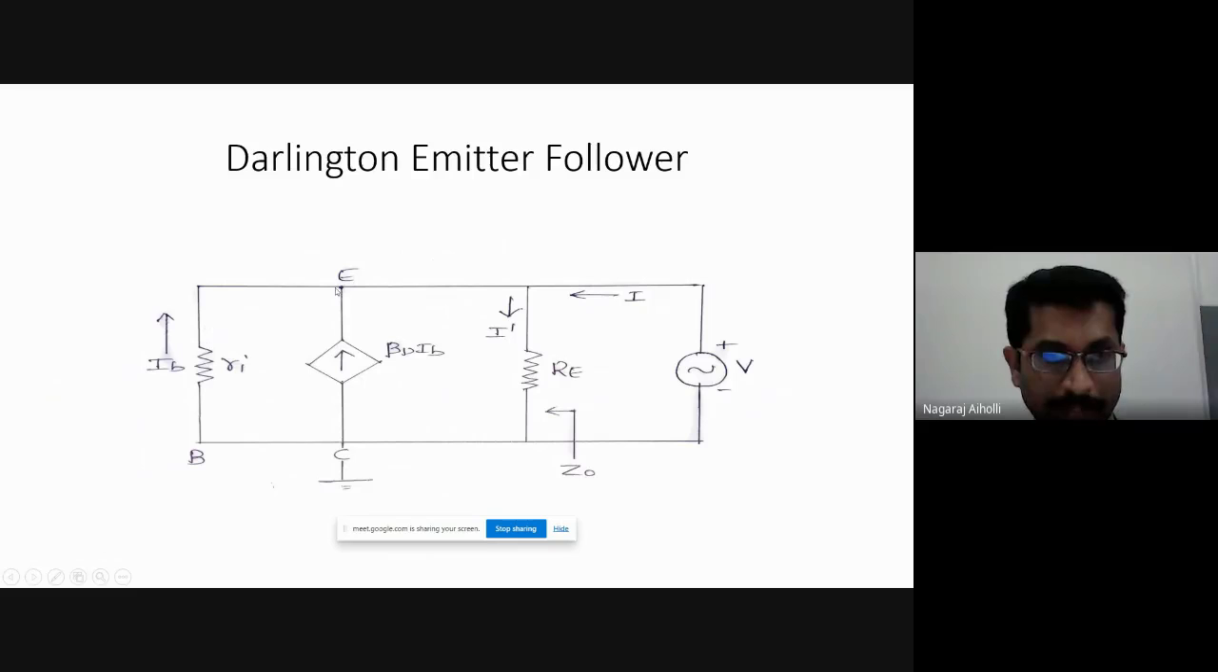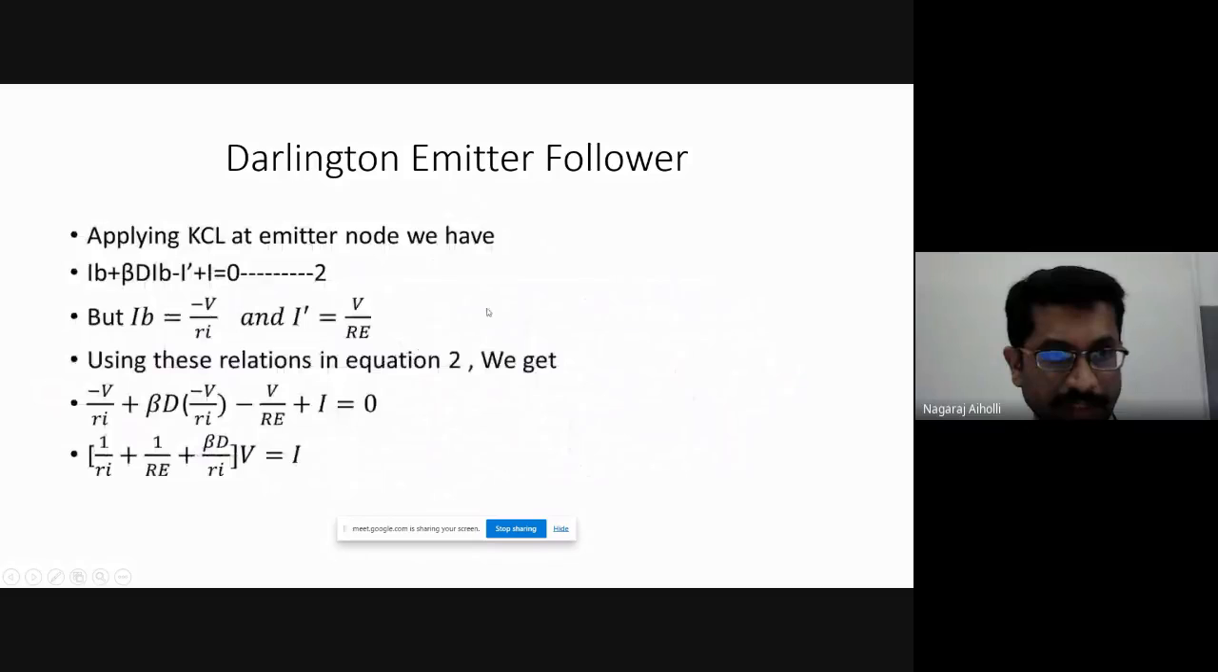That is, IB is moving inside, plus beta D IB, minus I dash, because it is moving away, plus I is equal to 0. It is a node, a junction. So IB plus beta D IB minus I dash plus I is equal to 0. This is equation 2.